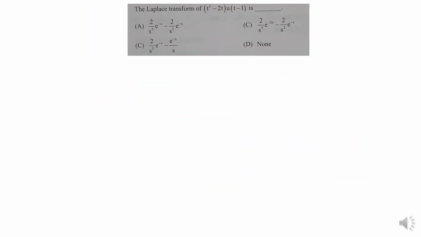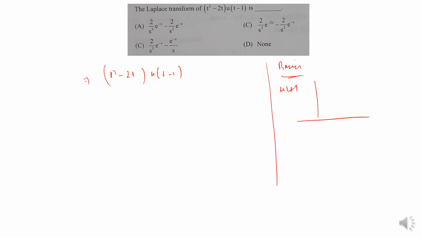Now we will try to solve this very important question. We want to find the Laplace transform of t square minus 2t into u of t minus 1. This is the signal for which we have to find the Laplace transform. Before that, I want to say some basics. u of t means a signal like this. u of t is 1 for t greater than or equal to 0, otherwise 0. This is time, and this is 1. This is the unit step signal.